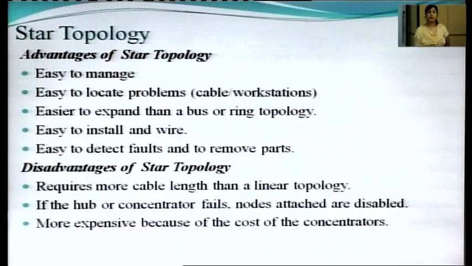Now, what is the disadvantage of star topology? What will happen if the hub or switch fails? Means the network will break down. It requires more cable length than a linear topology. If the hub or concentrator fails, nodes attached are disabled. More expensive because of the cost of the centralized hub or the switch. These are the main disadvantages of star topology.